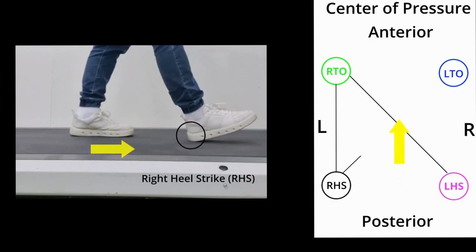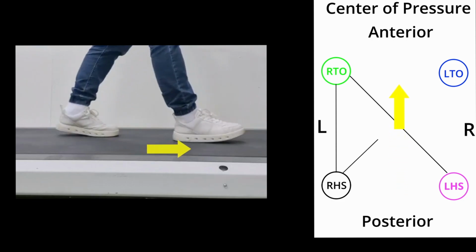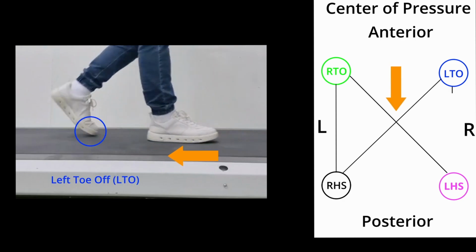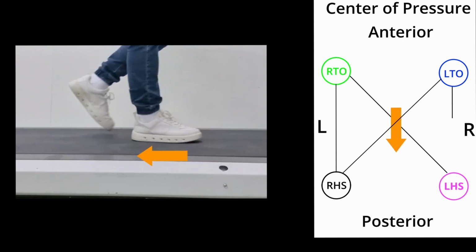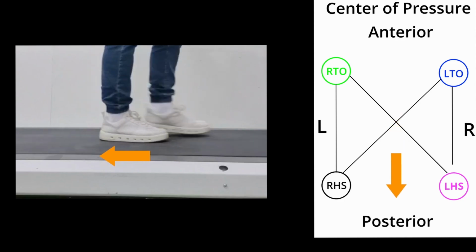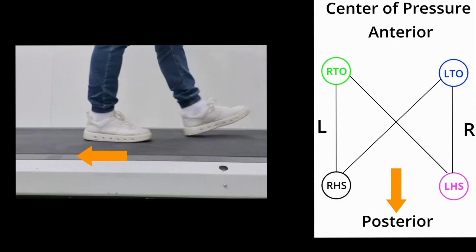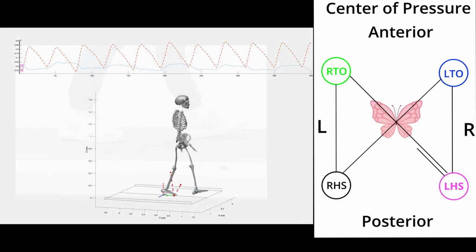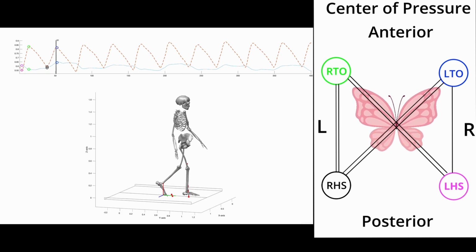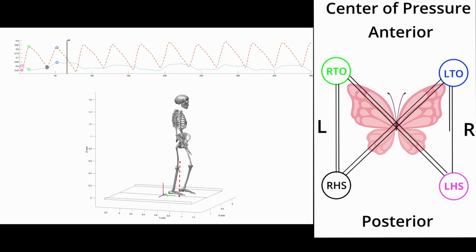Following right heel strike, the center of pressure shifts anteriorly, moving to the right side during the double support phase, continuing until the subsequent left toe off. After left toe off, the center of pressure moves posteriorly until the subsequent left heel strike. These cyclic patterns provide a framework for detecting and understanding gait events during walking on a treadmill.